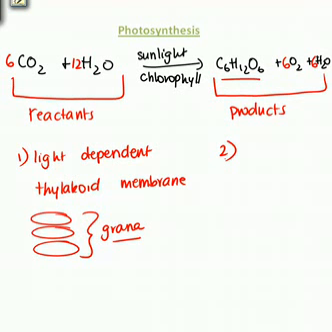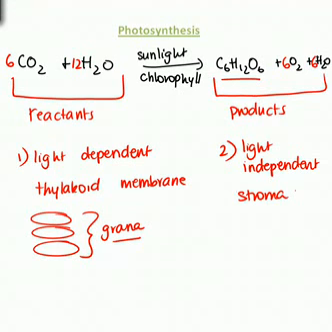Now the second process is called the light independent phase or stage, which means that it does not need light. It occurs in the stroma, which is a gel matrix that surrounds the thylakoid membrane within the chloroplast and is filled with enzymes. Now because the light dependent process occurs first, we're going to look at that first.